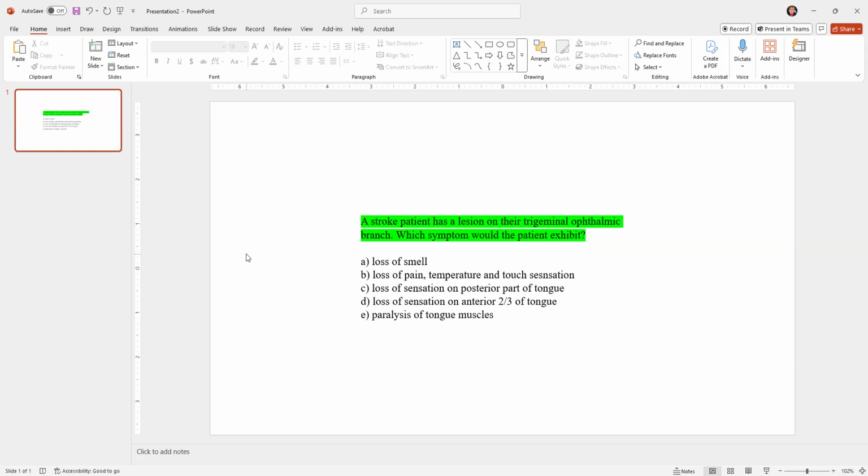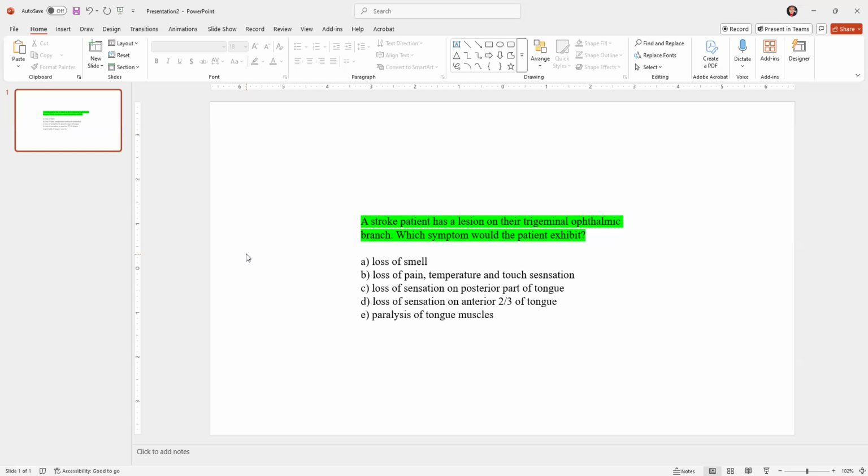I think it's either C or D, but I don't remember which one it is. Sensation of the posterior part of the tongue and sensation of the anterior two-thirds of the tongue. That's your sensory neuron. That's your facial nerve and your hypoglossal nerves. Trigeminal is your fifth nerve: ophthalmic, maxillary, and mandibular. The ophthalmic branch is throwing me off.